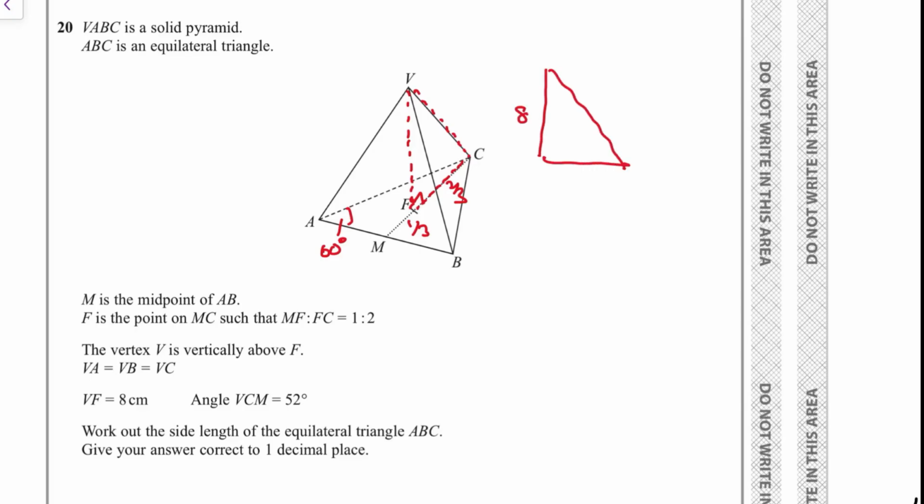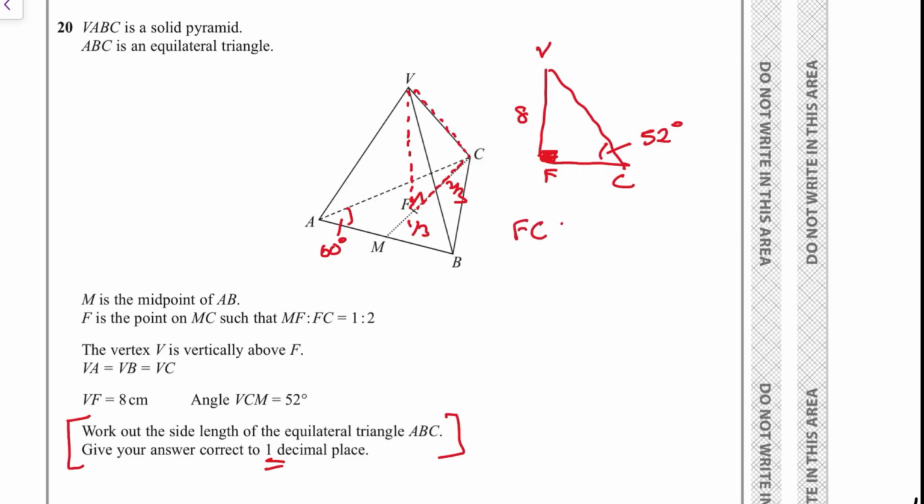So I finally actually have a measurement. VF equals 8. Considering the triangle VFC, I know that's a right angle because it's vertically above, which means that's 8. And VCM, actually that's helpful. I also know that that's 52 degrees. What do I need to do? Work out the side length of the equilateral triangle ABC, give your answer to 1 decimal place, meaning it's not a nice round number. My theory is work out F to C using trigonometry, then work out C to M using the ratio, and then with an equilateral triangle, I can use triangles again.